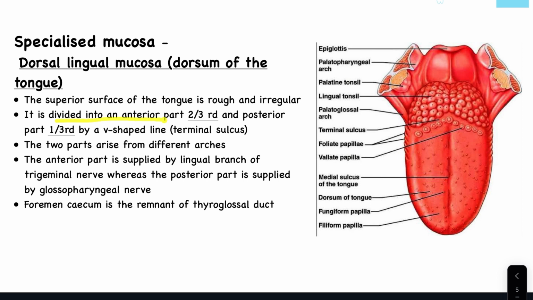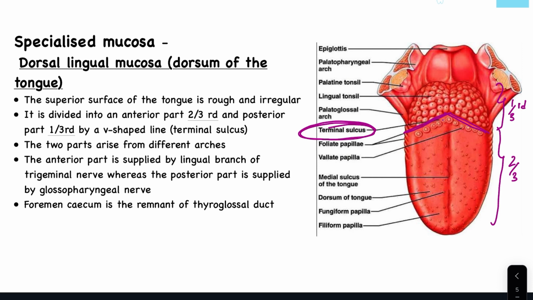It is divided into an anterior part and a posterior part. This is the anterior 2/3 part, and this is the posterior 1/3 part. Now this is divided using a V-shaped line. This line is called the sulcus terminalis, or terminal sulcus. This is the line dividing the tongue into anterior and posterior parts.